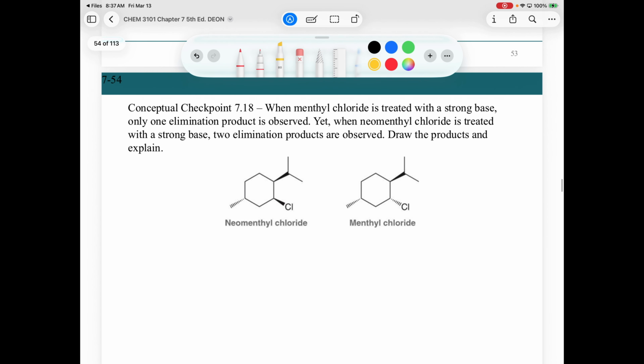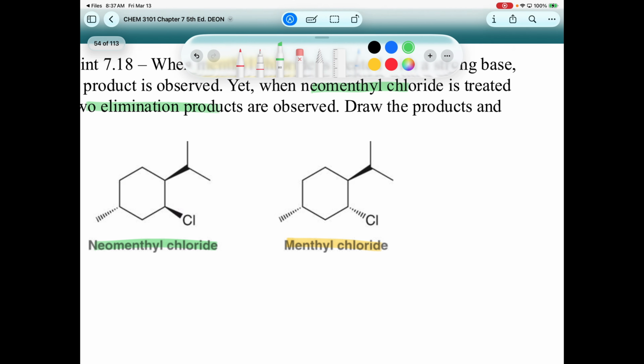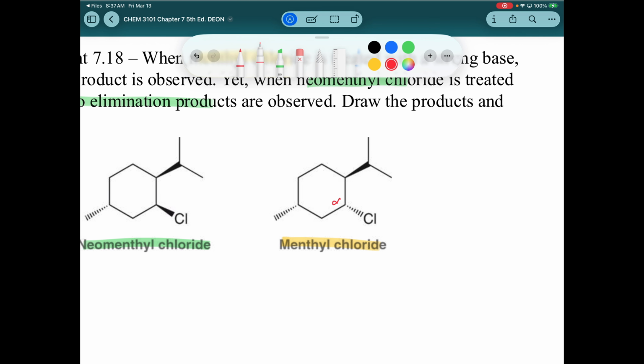Okay, so if we take a look at this example here, and I'm not a speed guy, but I want to see how fast we can solve this. It says menthyl chloride, when menthyl chloride is treated with a strong base, so that's this guy here, okay, one elimination product is observed. Yet when neomenthyl chloride is treated with a strong base, we get two elimination products. All right, I'm going to start with the menthyl chloride and see if we can figure out why we only get one product. Watch. Let's label our alpha carbon.